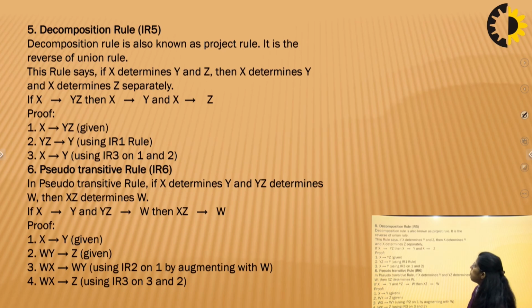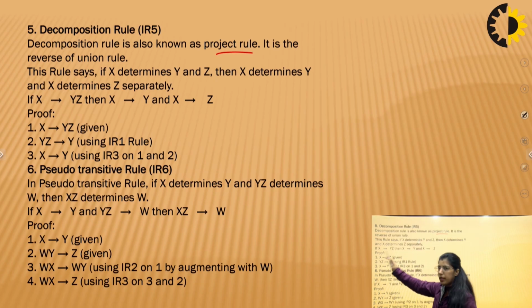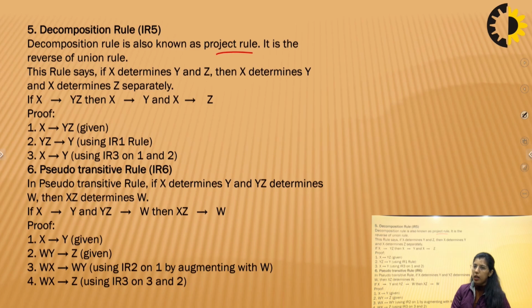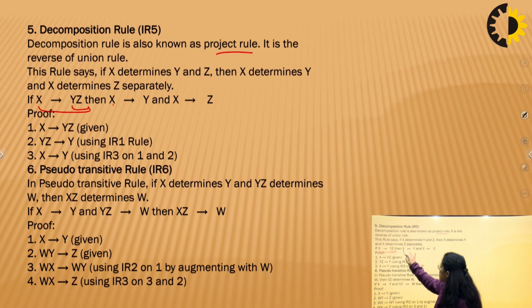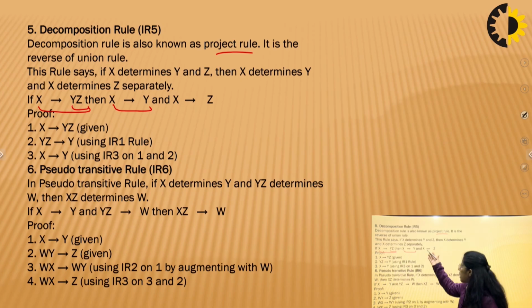Next rule is decomposition rule. It is also known as project rule. It is the reverse of union rule. It is basically splitting of the right hand side. So if this is given where yz is functionally dependent on x, we can say y is functionally dependent on x, and similarly z is also functionally dependent on x. So this is nothing but the split rule here.